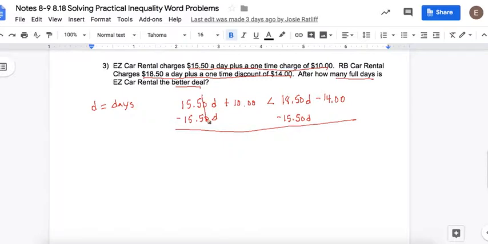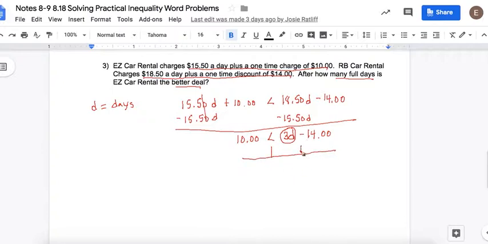Now, these cancel out. Bring down your $10. Bring down your symbol. $18.50 minus $15.50 is $3. So I'm going to write 3D minus 14. Now we have a two-step inequality. Circle your variable, draw your T.